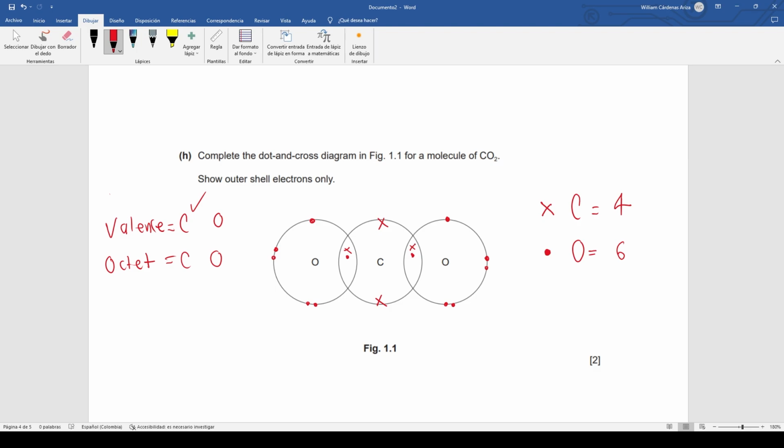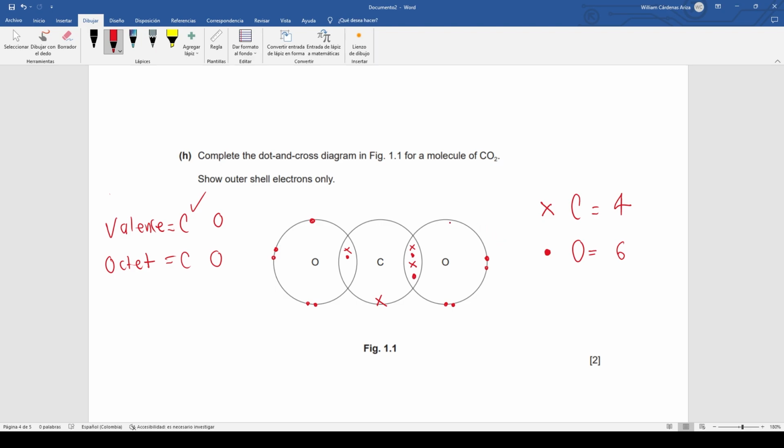And let's check the octet, 1, 2, 3, 4, 5, 6. So it's not working with 6 electrons because we need to have 8 in the carbon to fulfill the octet rule. So what we will do, every single time that happens, is share 1 electron. In this case, this is called sharing electrons because each atom has to share 1. Okay, so in this case, let's remove this X here and let's put it here. And let's try the oxygen to share 1 electron.